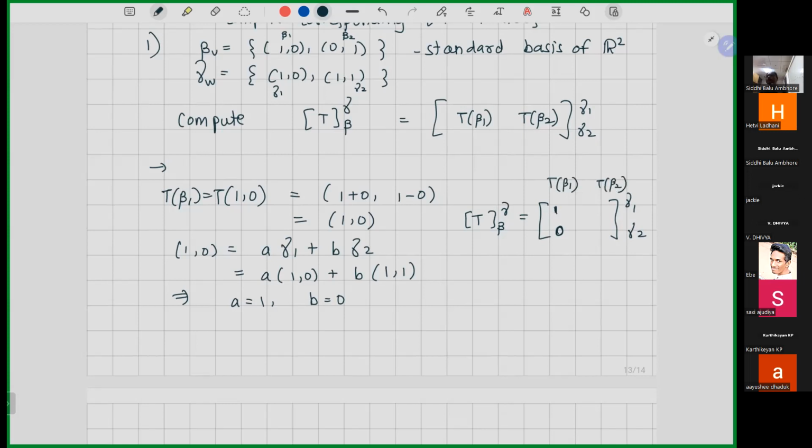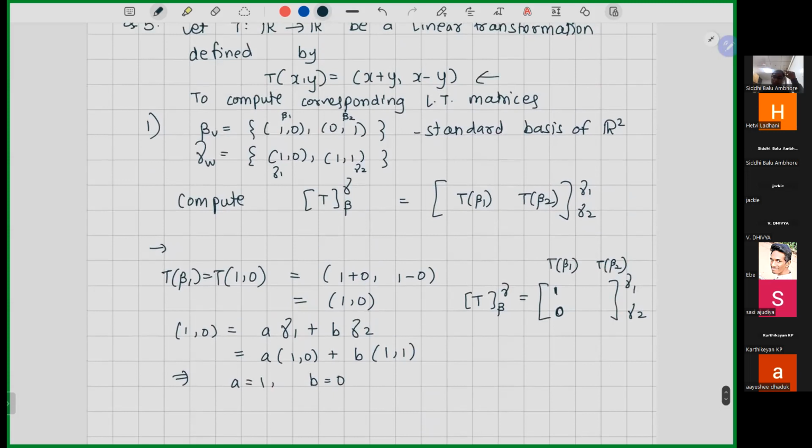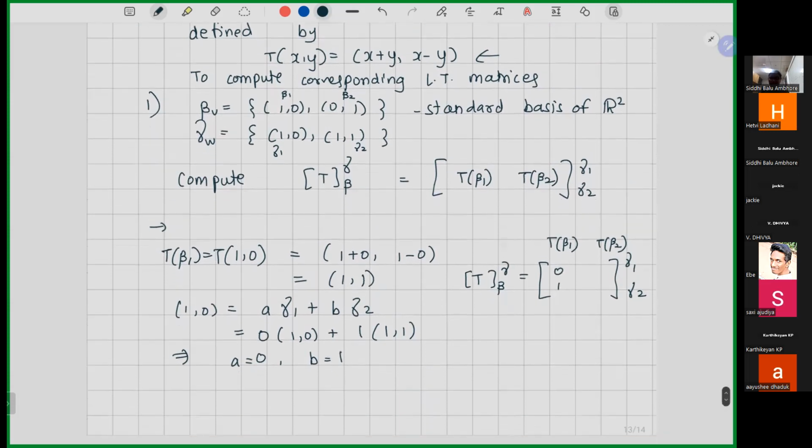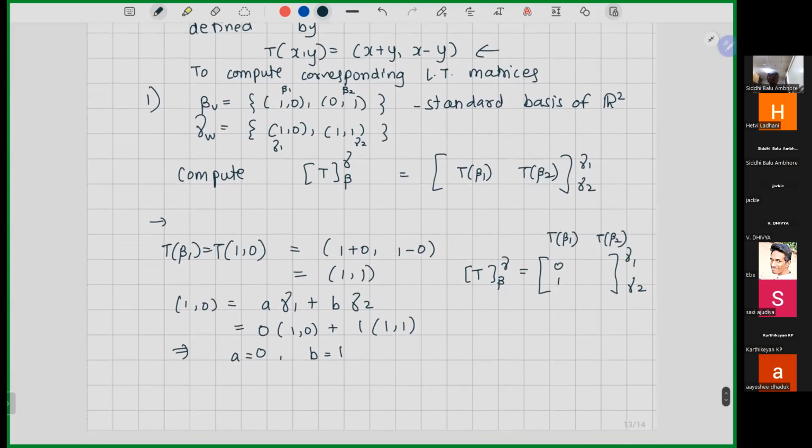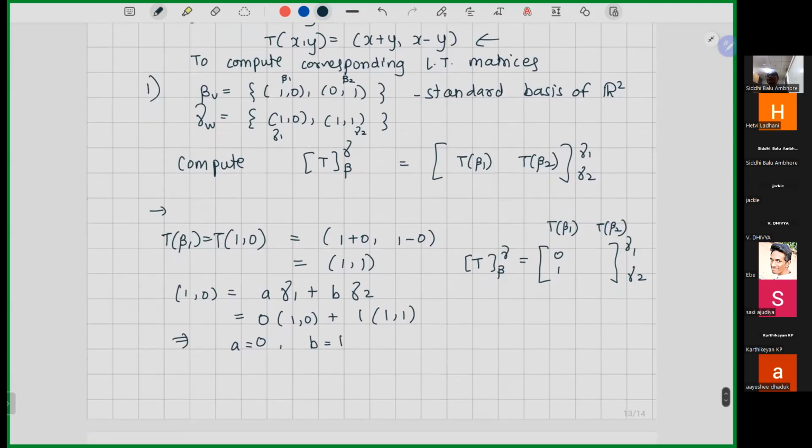Sorry, I did not get where we came from 1 plus 0 comma 1 minus 0. This is the definition of our T, right? How is 1 minus 0 equal to 0? Oh, okay, I wrote 1 minus 0 to be 0. Sorry. So it will be 1 here and 1 there, so A will be 0 and B will be 1. Sorry, 1 plus 0 is 1 and 1 minus 0 is 1. Thank you very much.